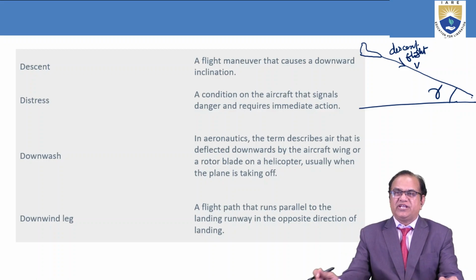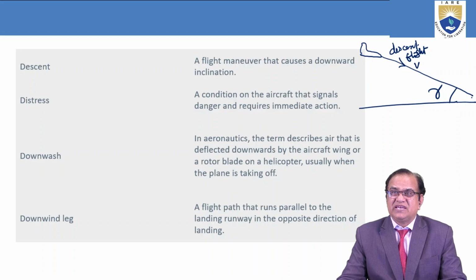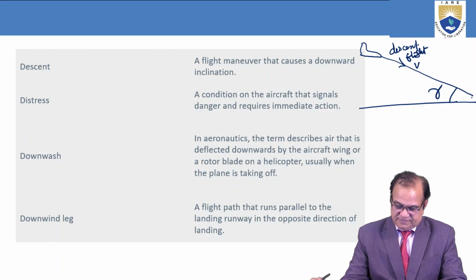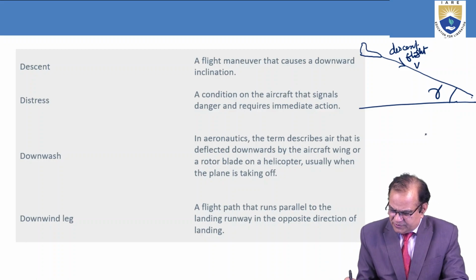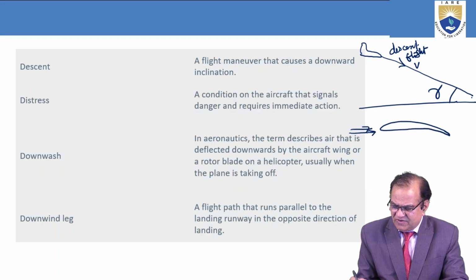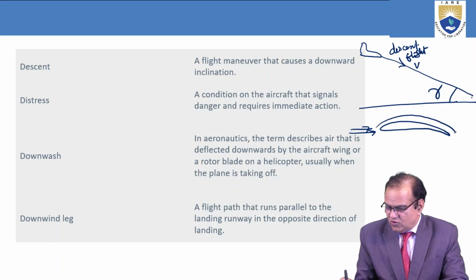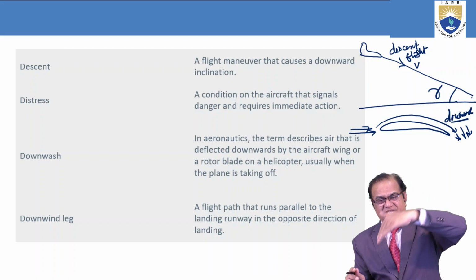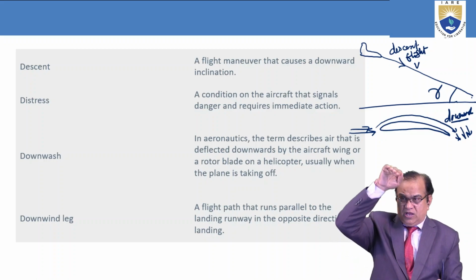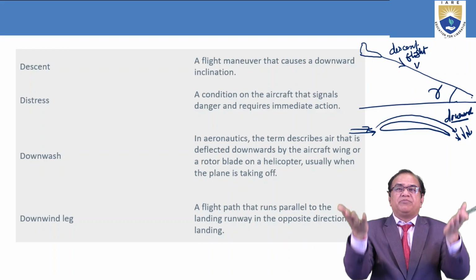Downwash. In aeronautics, the term describes air that is deflected downwards by the aircraft wing or a rotor blade on a helicopter, usually when the plane is taking off. So for this downwash, if you see the airfoil like this, and flow is coming from this direction, it will go like this. So here, this is called downwash. Downwash happens due to the circulation over the wing, and air goes down and your lift is generated.